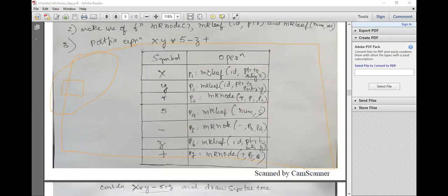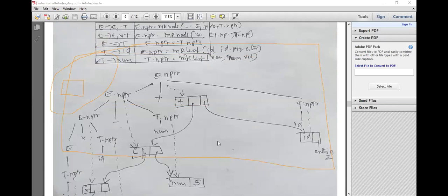Before that, we need to mention the pointers: wherever there is an operator, you have a left and right pointer; where you have an ID, an ID pointer; where you have a number, a number pointer. You have to remember that, then make a node, make a leaf, and make the leaf node properly for the extension of the syntax tree. Come to the next part.